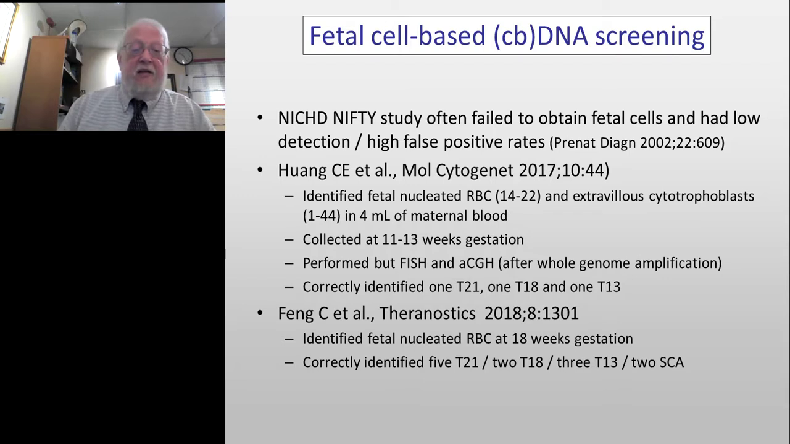This other group used fetal nucleated red blood cells at 18 weeks. They had a few more affected samples, 21s, 18s, 13s, and 2 sex chromosome aneuploidies, and got all of those correct. But again, this is labor intensive and expensive, but it may be on the horizon as another option.